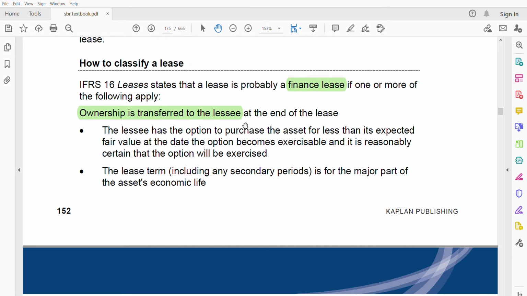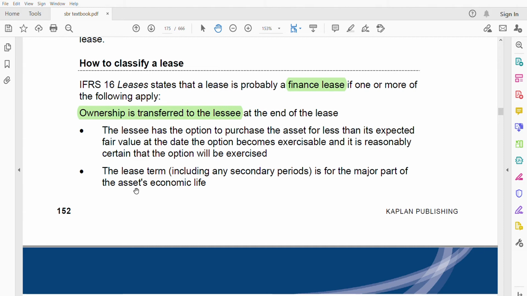Next, the lessee has the option to purchase the asset for less than its expected fair value at the date the option becomes exercisable, and it is reasonably certain that the option will be exercised. What does it mean? This is a finance lease where the lessee has an option to purchase that asset at the end of the lease term, right? But at what amount can they purchase that asset? They have the option to purchase the asset for less than its expected fair value at the day the option becomes exercisable. Whenever you purchase the asset, that day you are buying it at less than the expected value from the lessor, and it is reasonably certain that the option will be exercised. That means you are very sure that the lessee is going to purchase this asset. In that case, it is classified as finance lease.